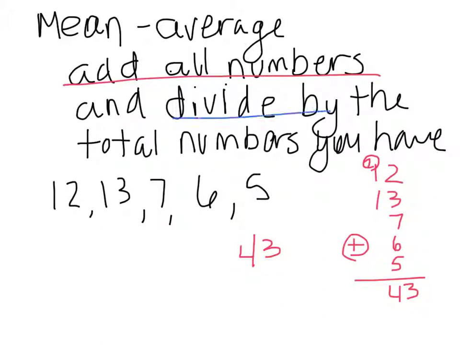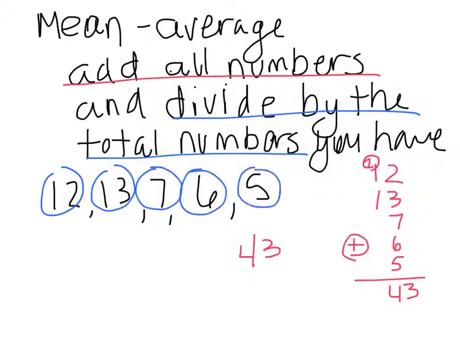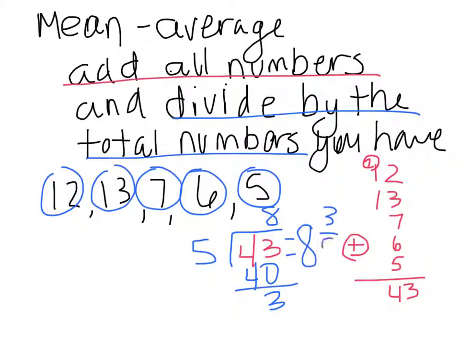Then the divide by the total numbers we have. Well, we have 1, 2, 3, 4, 5 numbers. So we will divide that 43 by 5. 5 goes into 43 8 times with 3 left over. So the average for this problem is 8 3/5. That would be your average for that problem.